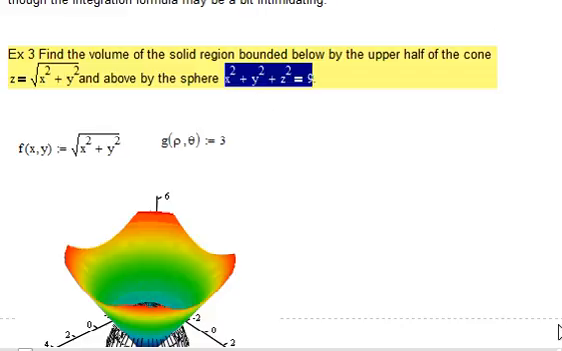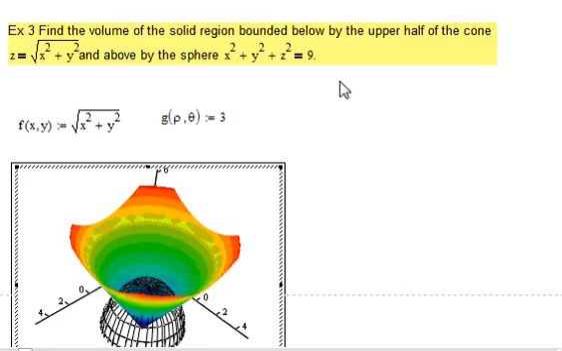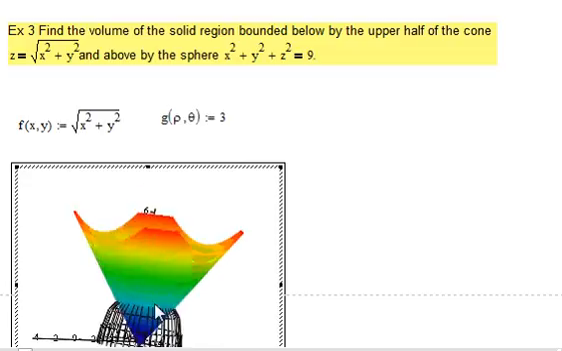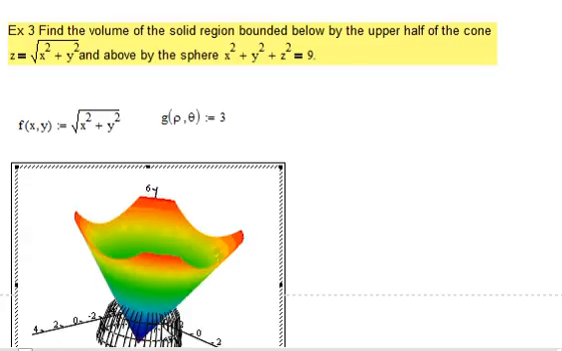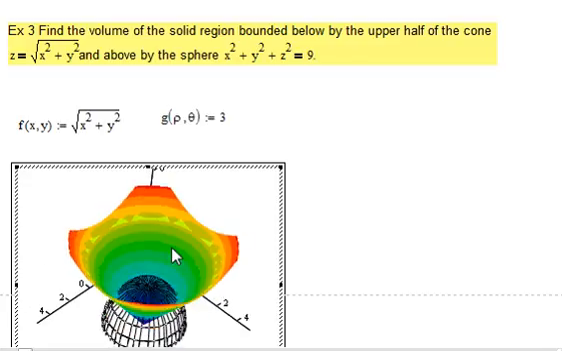Looks a little bit like a birdie. Here's the picture of the darn thing. So what we're finding the volume of is what's inside this cone and inside the sphere at the same time, the intersection of the cone and the sphere. That's what we're actually finding the volume of.